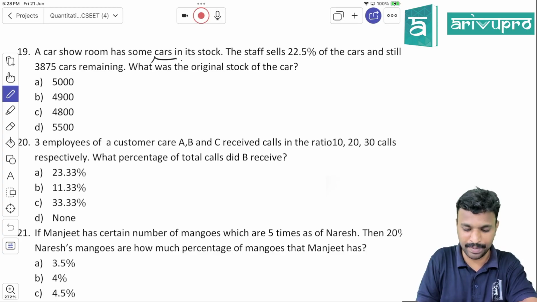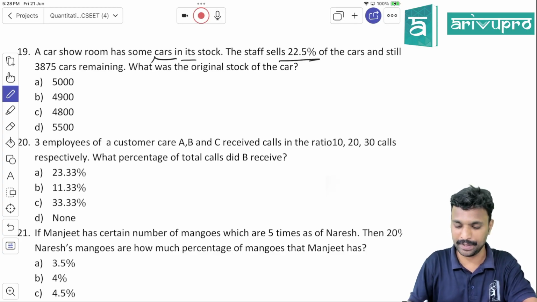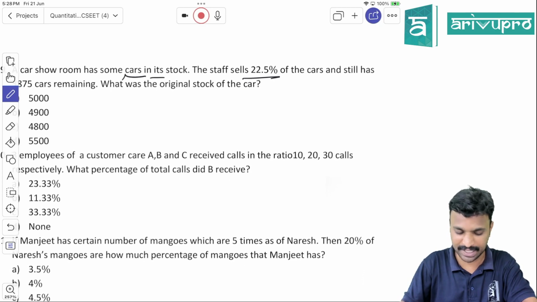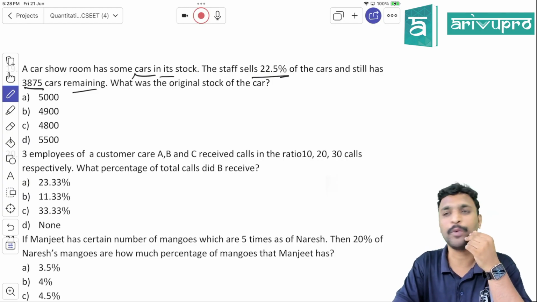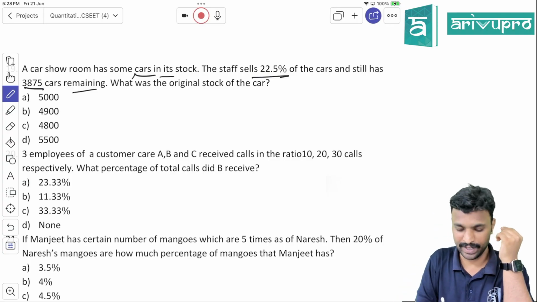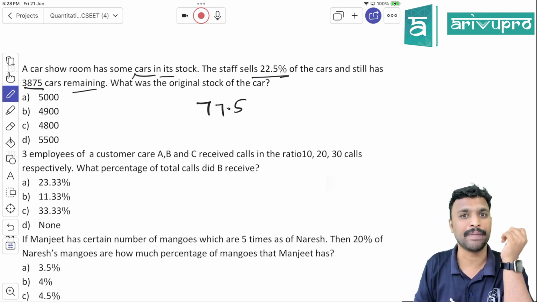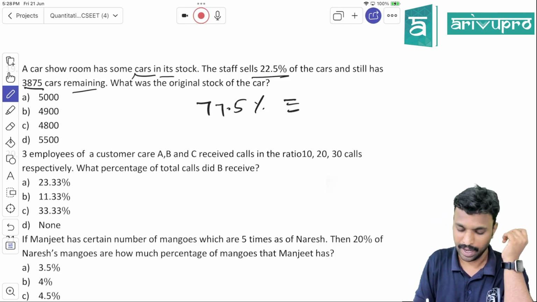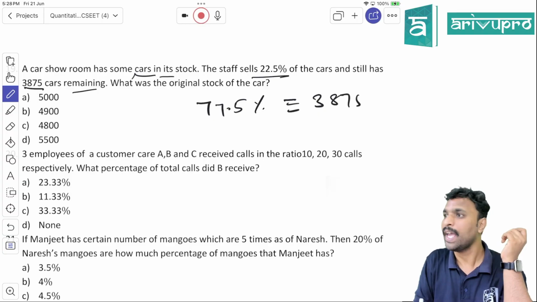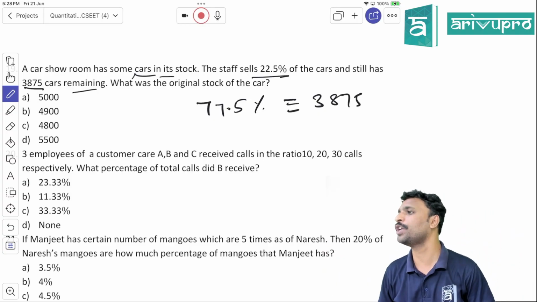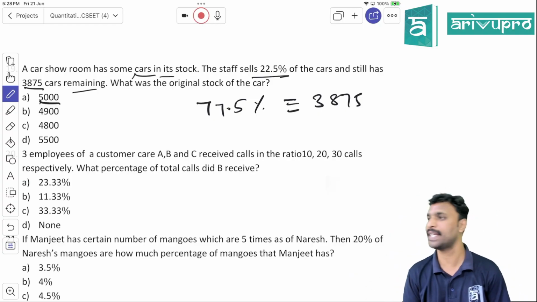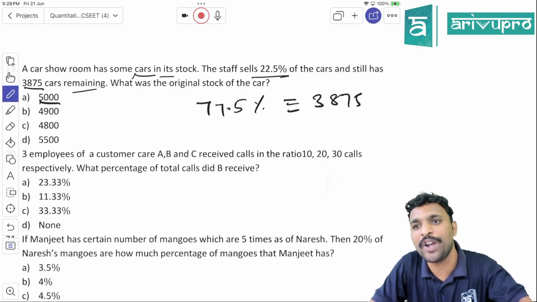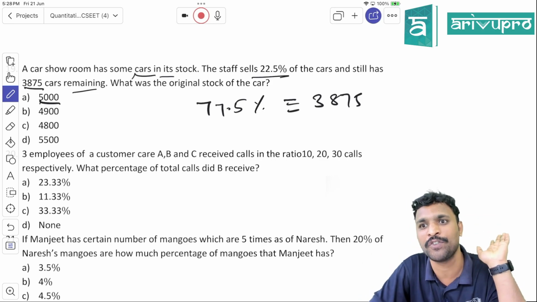A car showroom has some cars in its stock. It sells 22.5% of the cars and still has 3875 cars remaining. How many cars were sold? 22.5. How much is remaining? 77.5% is remaining. This much percentage remaining is equivalent to 3875. If you feel this calculation is difficult, what do you do? Do optionating. If you imagine 5,000 as the initial number of cars, what is 22.5% of that? Find 20% first of all. 1,000.